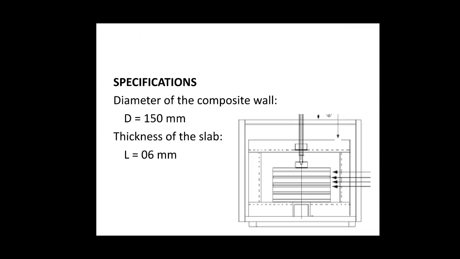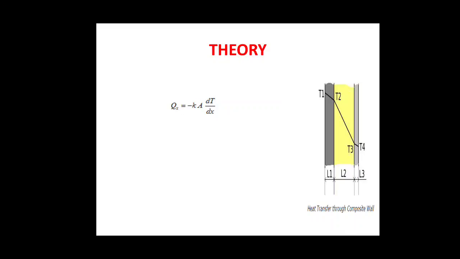The specifications are such that the diameter of the plate, each plate of the composite wall, is 150 mm, and the thickness, that is the length of one plate or slab, is 6 mm.